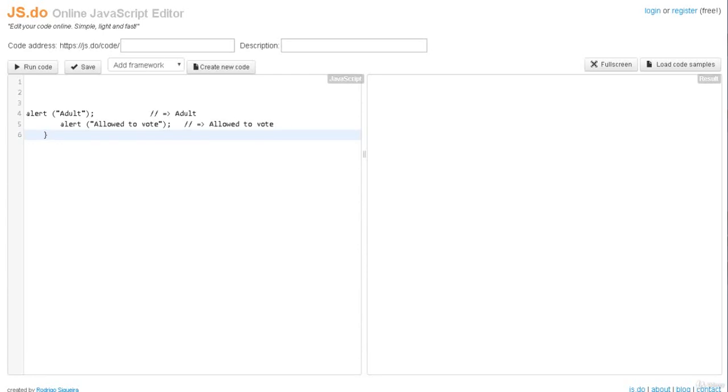So, in the last lecture, I told you about arrays, objects, and functions. And in this lecture, I'm going to explain conditions and loops. First, I am telling you about conditions.